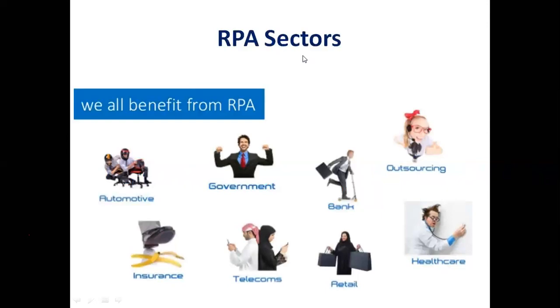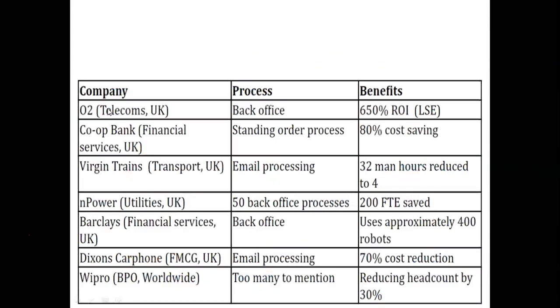So RPA is not for one particular sector or one particular application. It is suitable for any sector and any application: automotive, government, banking, outsourcing, healthcare, retail, telecommunications, and insurance. These are the companies that have automated their business processes, and these are the benefits they got after automating them. Which process they automated, and what benefits they got.